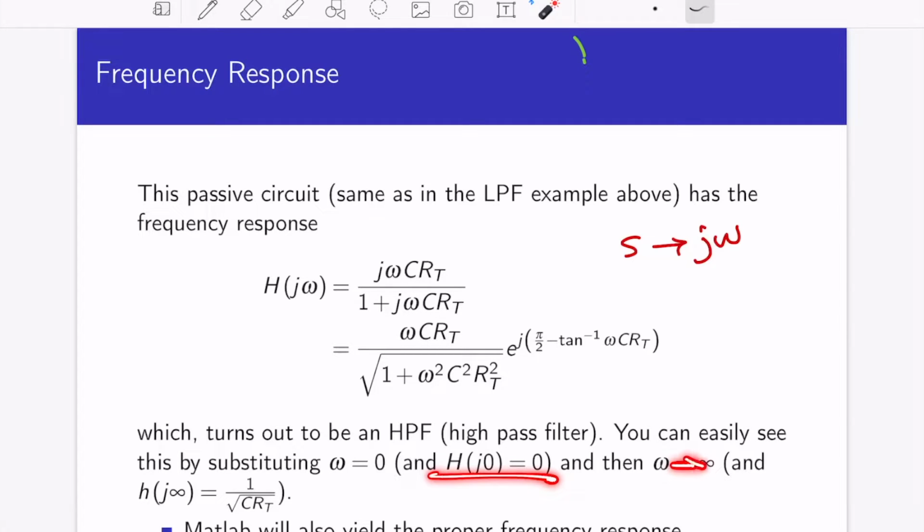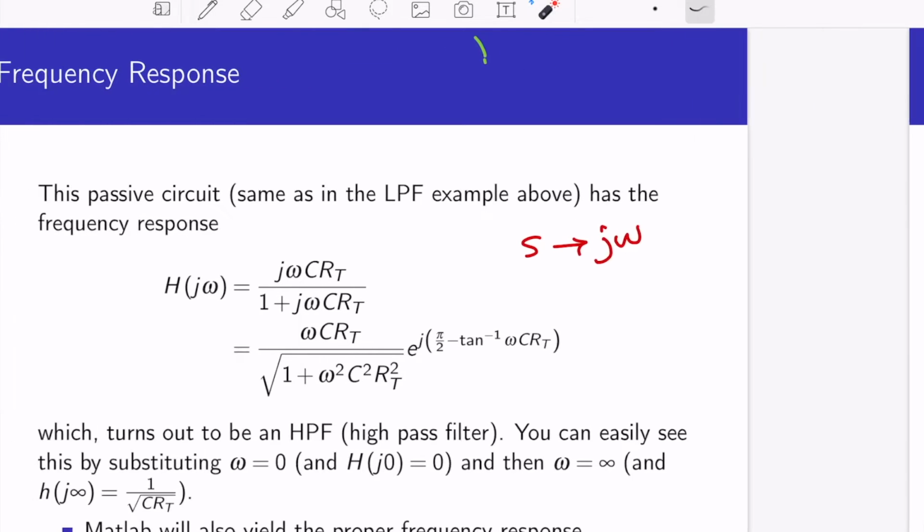And as omega approaches infinity, I write it's equal, but we know that it approaches. Okay, so the math is a little casual here. We plug in infinity. We end up with infinity over the square root of infinity squared. Use L'Hopital's rule, but what you can tell is that this H of J omega will be equal to a constant. And that constant is going to be 1 over the square root of C times RT. You can also use MATLAB to calculate the frequency response.